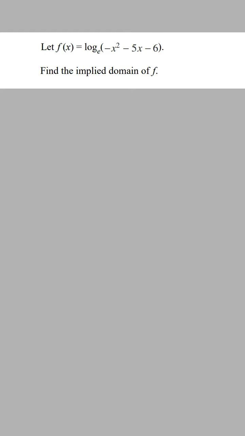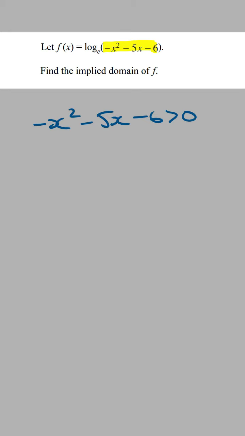When finding the implied domain of a log function, all you need to do is let whatever's inside the brackets be larger than 0, and then you solve for x. And so doing this, we're going to get minus x squared minus 5x minus 6, and this has to be larger than 0. This is a non-linear inequality, and so to solve for the values of x where this is going to be true, we need to sketch the graph of this quadratic function.